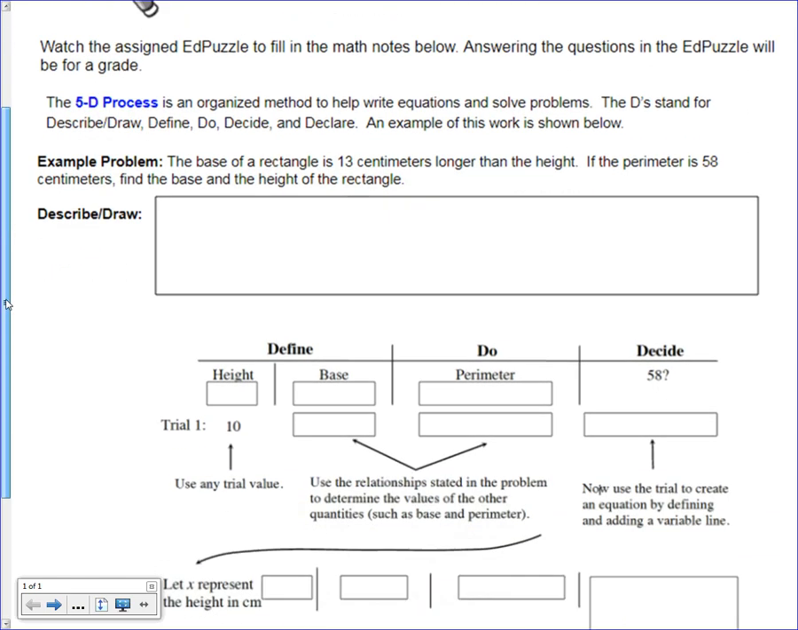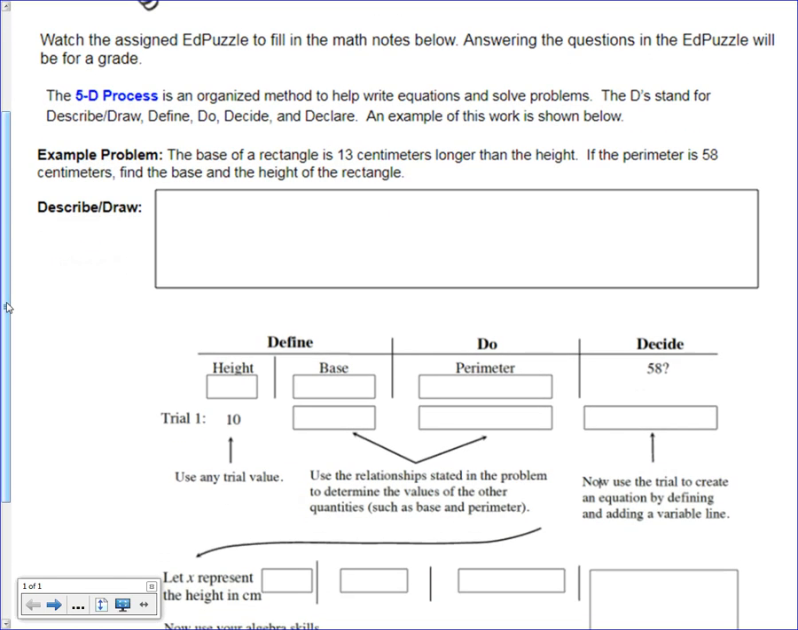So this problem right here says the base of a rectangle is 13 centimeters longer than the height. If the perimeter is 58 centimeters, find the base and the height of the rectangle. So in our describe and draw section, the first thing we're going to say is, okay, so we have a rectangle, and we're looking at perimeter.